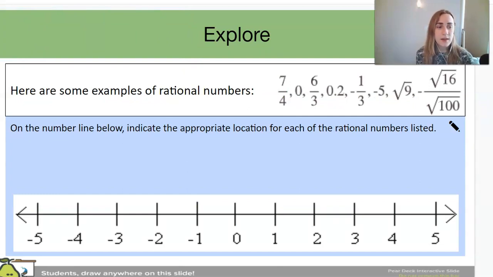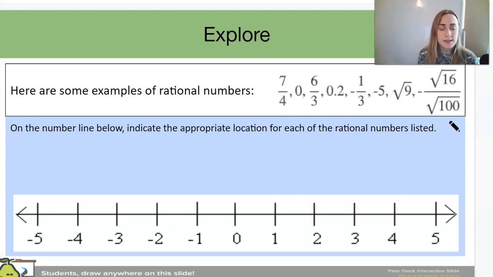On slide C, we have some examples of rational numbers. So any of these numbers can be written as a fraction, a over b, can be positive or negative. So on the number line below, indicate the appropriate location for each of the rational numbers listed. I'm going to read the numbers we're working with out loud, and I encourage you to get in the habit of thinking about how to correctly say numbers because it can help remind you of their meaning.